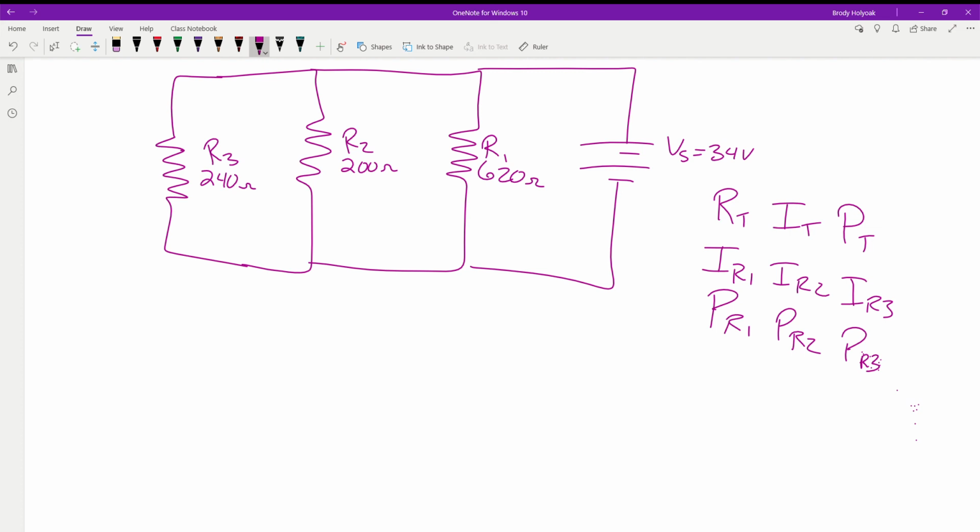So in this circuit, the resistance we're going to be looking for is going to end up in ohms. Current is going to end up in milliamps. Power is going to end up in watts. Just so you guys have a point of reference for those.